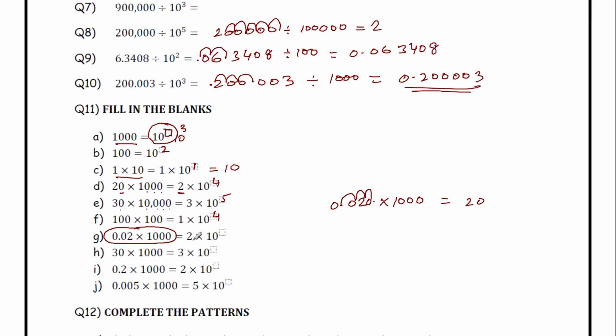Once you get 20, that's written as 2 into 10, right? 20. So that's 10 to the power 1. That is 1, 2, 3, 4 zeros. So 3 into 10 to the power 4.